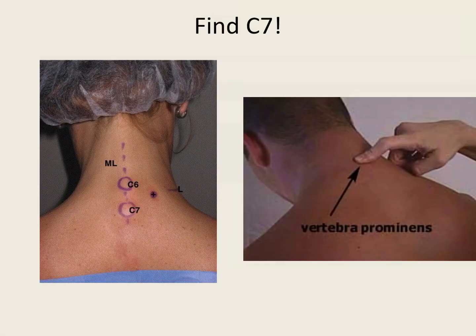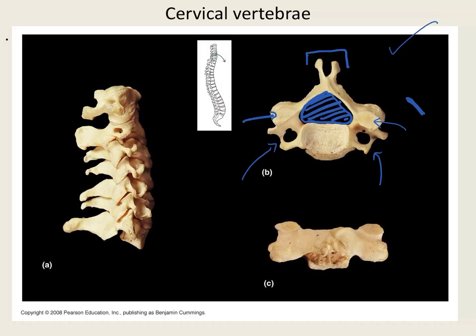All right, C7 is a special one. C7 is called the vertebral prominens. So if you're looking at the top of page 66, C7 is, let me just take a look at it, right? Look how long that spinous process is. It's very prominent, right? That's why it's called the vertebral prominens. And it also does not have a bifurcated spinous process.